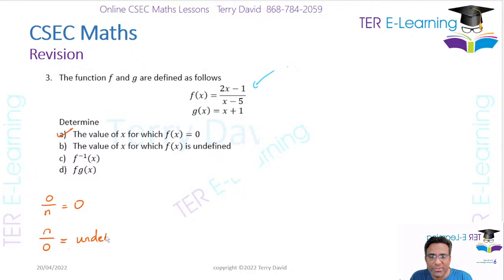If you all try to use your calculator to work this out, you can't work this out, right? Now these are two important properties here in order for me to answer part A and part B. Now the first part, part A, determine the value of x for which f of x is 0. So this is part A here.